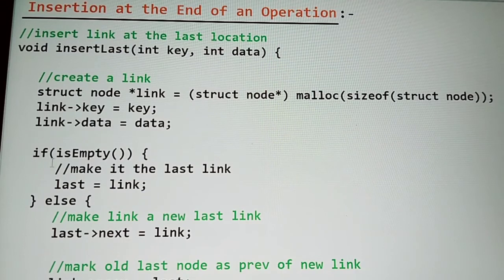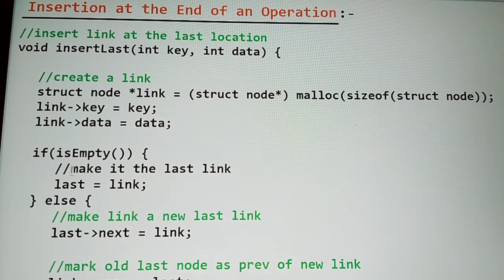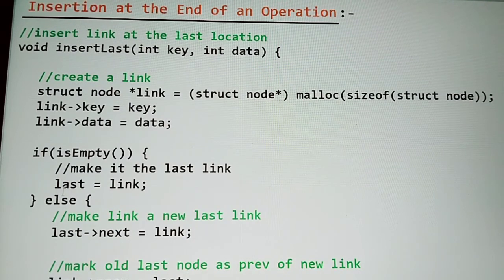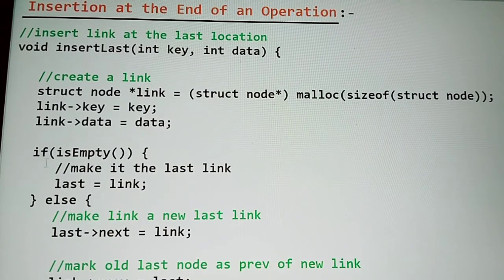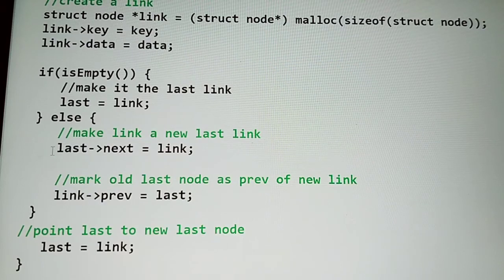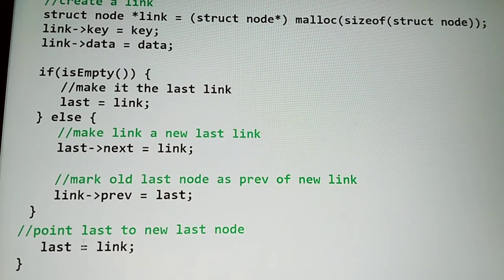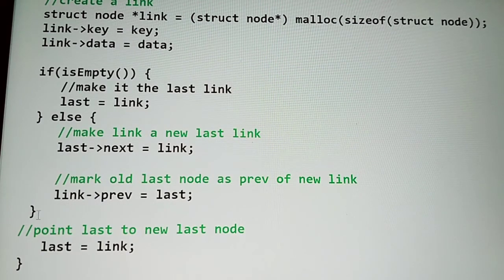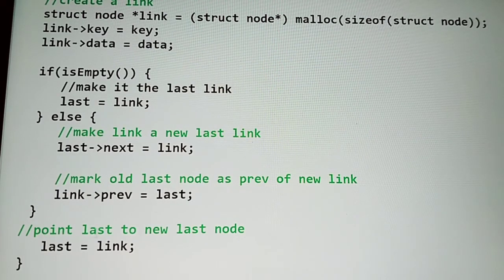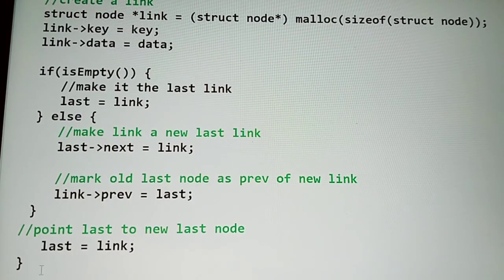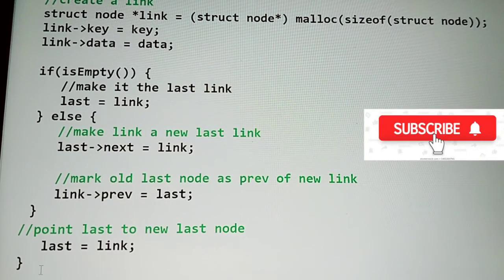If the linked list is empty, make it the last link. So it means that if we haven't any data in the linked list, it also creates a last node. And then the else operation: else last next is equal to link. So link prev is equal to last, and point, and here the loop will be closed, and then point last to the new last node: last equal to link. And here the full loop will be completed.